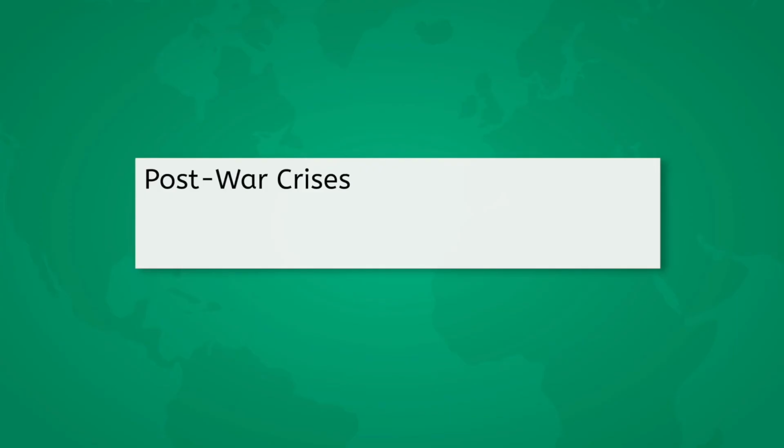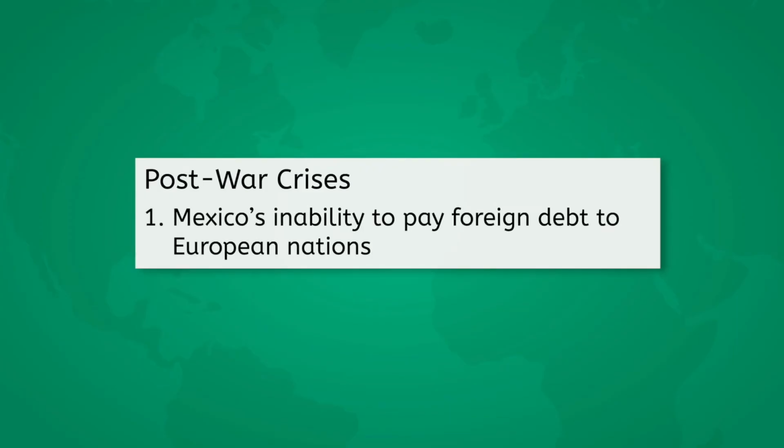The war ended in just under 2 years, with the United States victorious. In 1848, the Treaty of Guadalupe Hidalgo ended the Mexican-American War and initiated the first post-war crisis. The first post-war crisis was Mexico's inability to pay foreign debt to European nations.